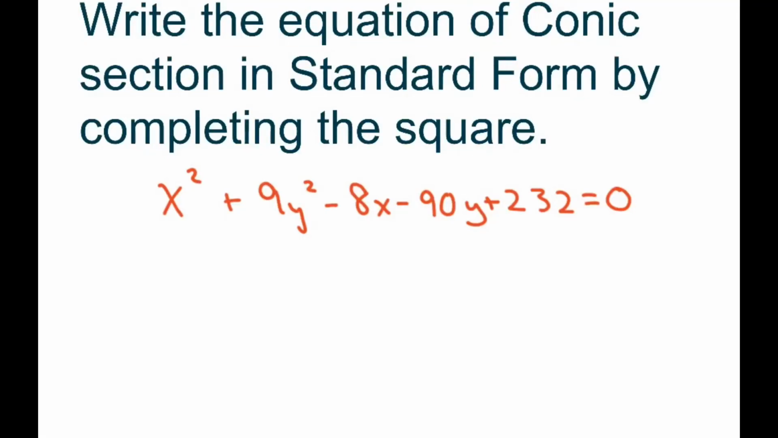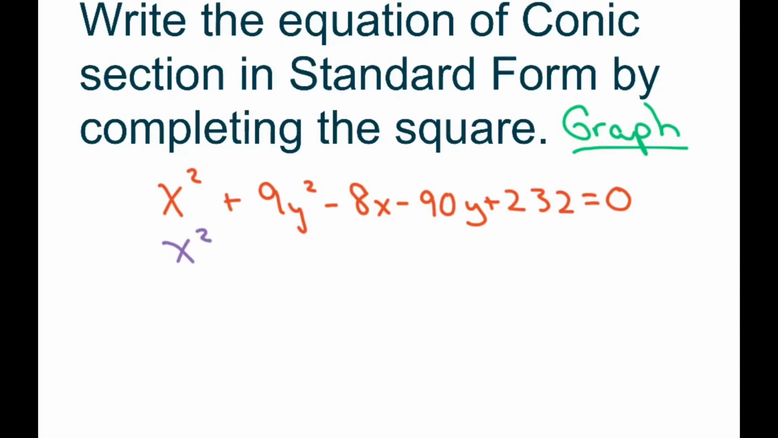Hi everyone, we're going to write the equation of a conic section in standard form by completing the square. We're also going to graph this and write down pertinent information that's needed for the conic. So the first thing I want to do is group my x's and y's together.